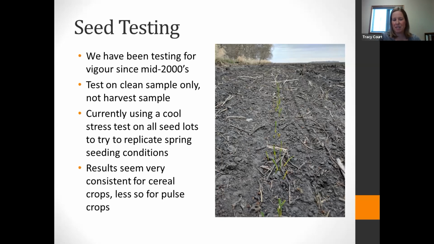Pulse crops are still fairly new to our farm, so I don't have a whole lot of data on them, but the results do seem to be less consistent. So perhaps this isn't the best test to be using for pulse crops. I can't really speak to that, but we will be focusing on the cereal crops here.